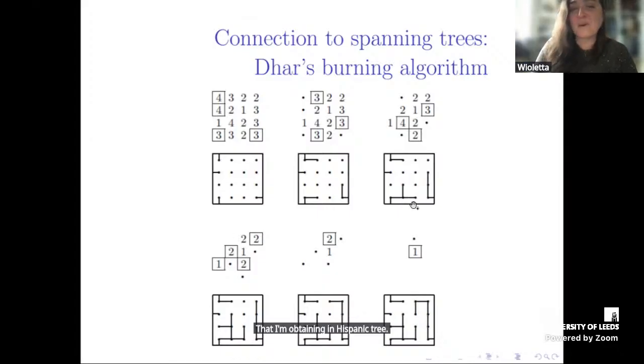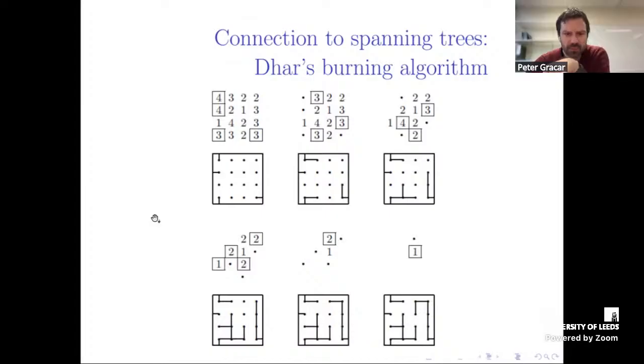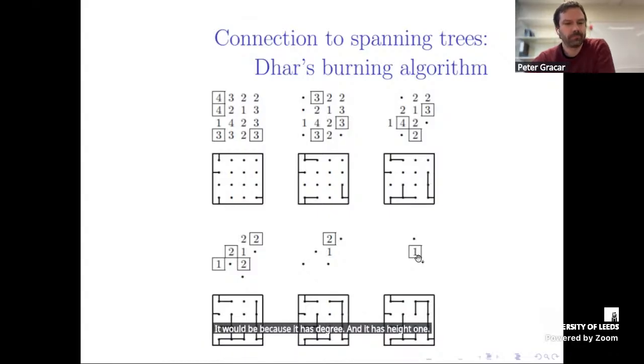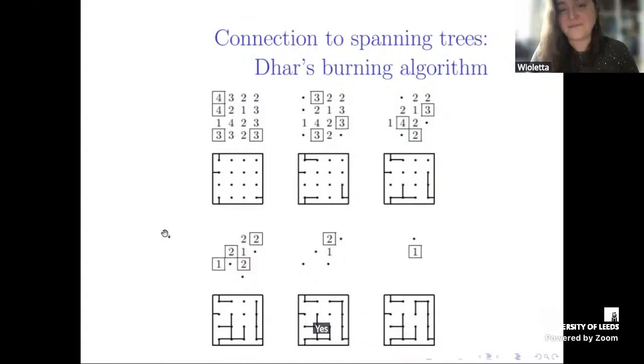Yeah, questions about the... So the last one would not be burnable, but you just connect it. It would be, because it has degree 0 and it has height 1. Yeah, okay. Yes, thanks. Good question.